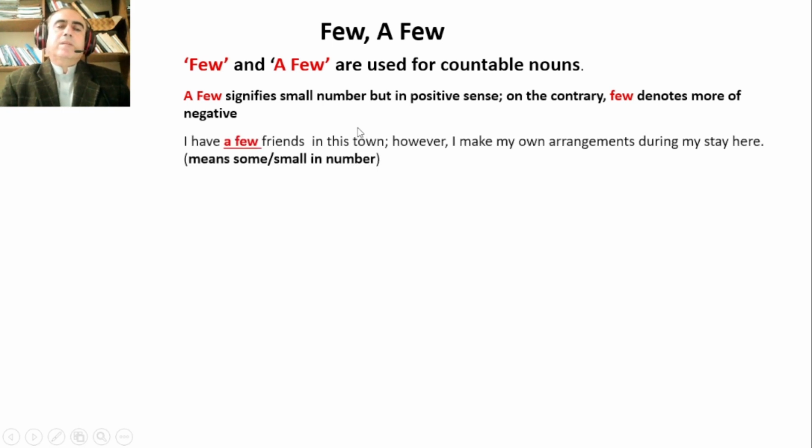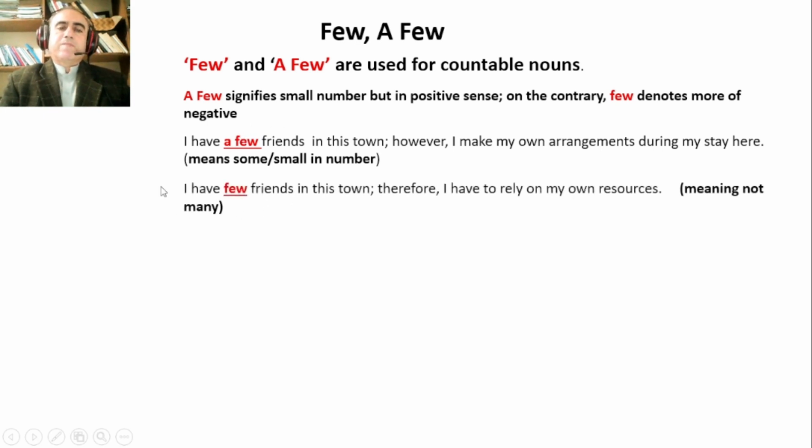Here are a few examples. I have a few friends in this town. However, I make my own arrangements during my stay here. So, a few friends means there are some friends, small in number, but there are some friends, giving a positive sense. See the difference. I have few friends in this town, therefore, I have to rely on my own resources, meaning not many. Here, in this sense, few means not many friends in this town.